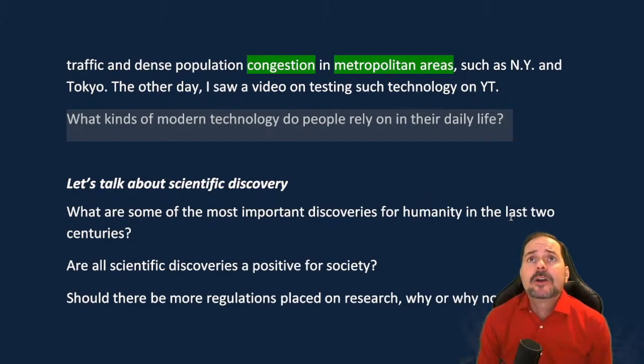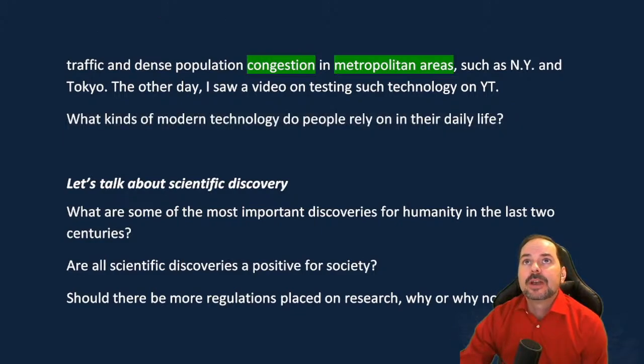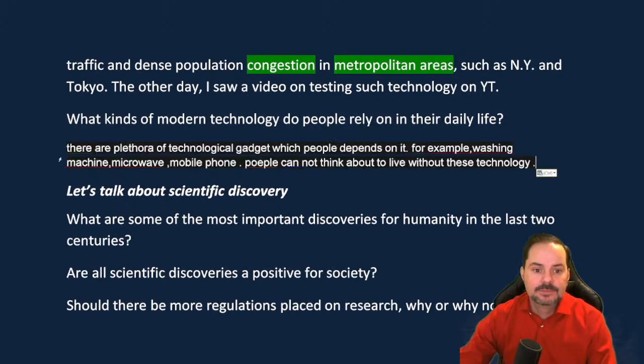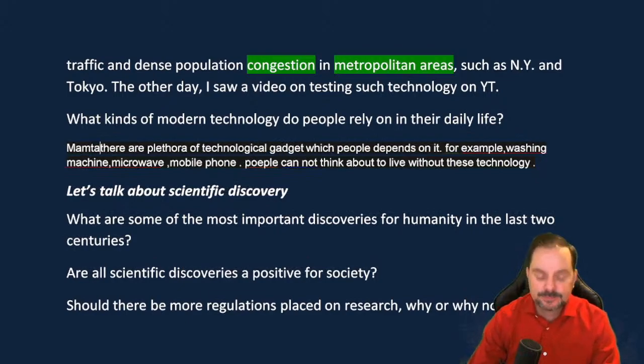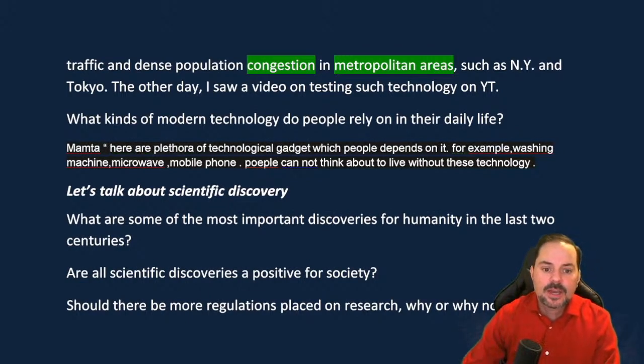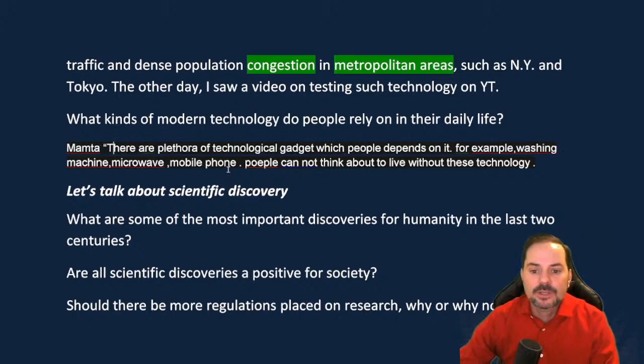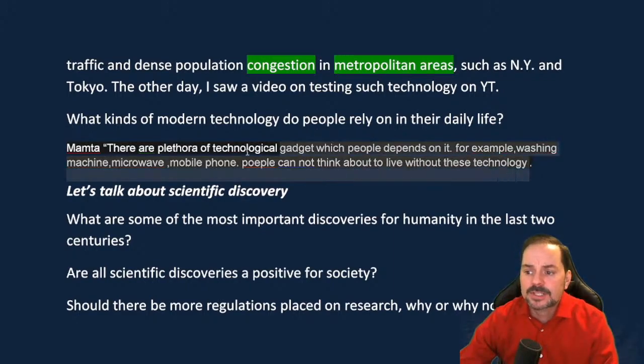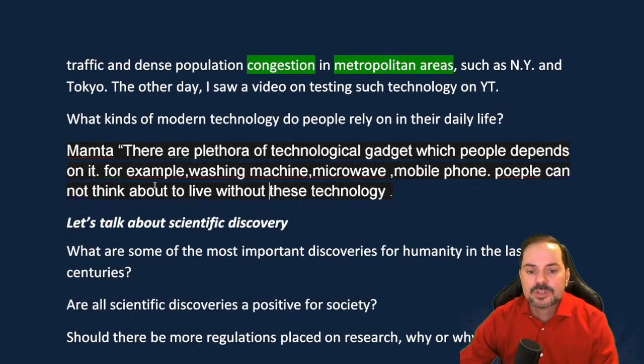Mamta says, there are a plethora of technological gadgets which people depend on each and every day. Mamta, so let me grab your response. And let me make some corrections here, okay? All right, so this is Mamta. Mamta answers this. Okay, thank you, Mamta, for letting me use your response as an example here. All right, so right away you can see that spell check and grammar check. They're underlining a couple of points here.